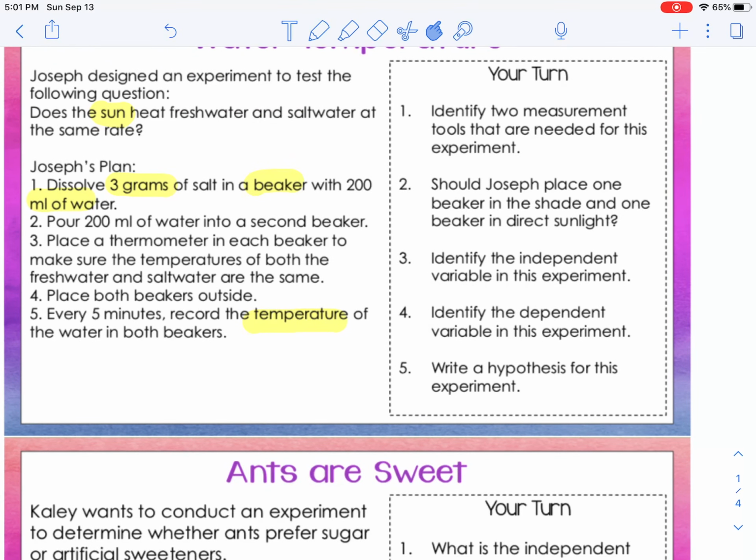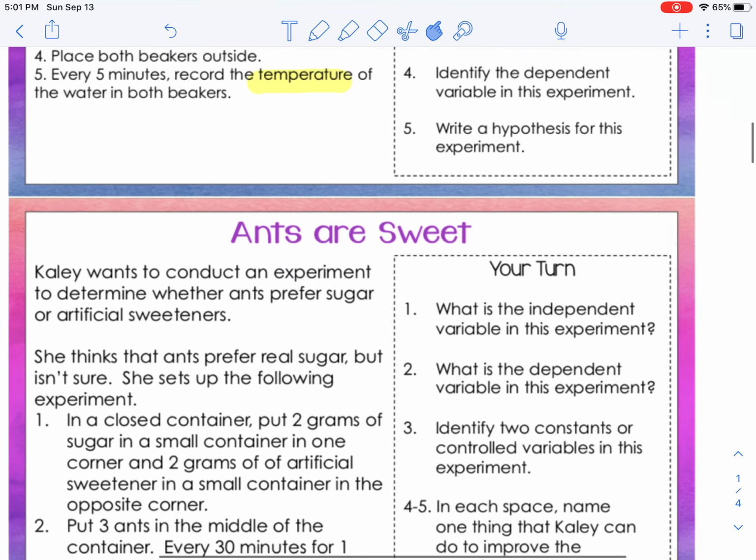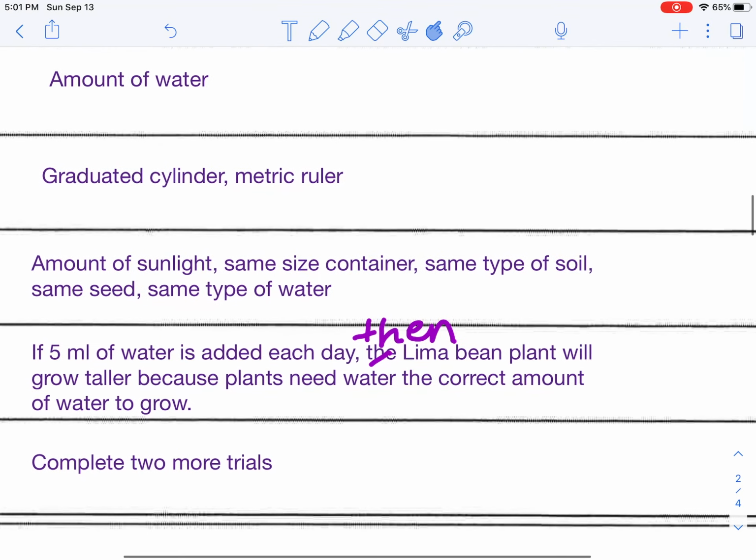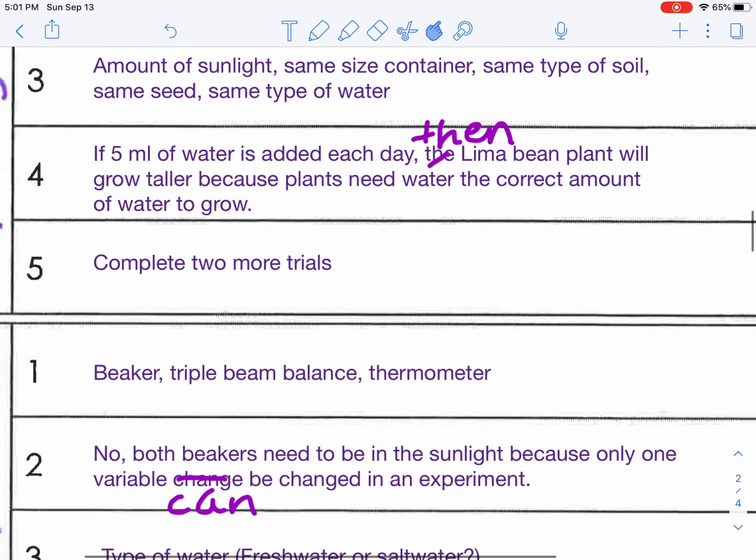So which one do I think is going to heat? Does the presence of salt in that water affect the rate at which the sun heats it up? Of course, I needed to do a little bit of research because that's part of the experimental design process.